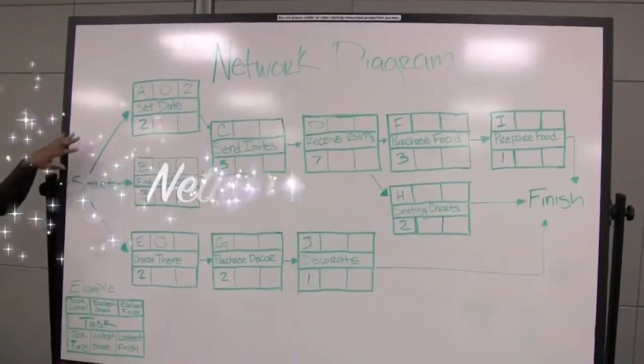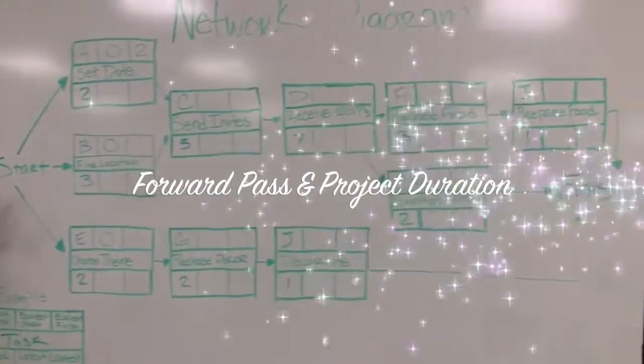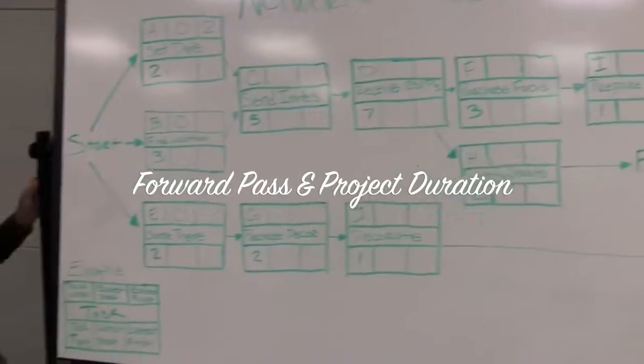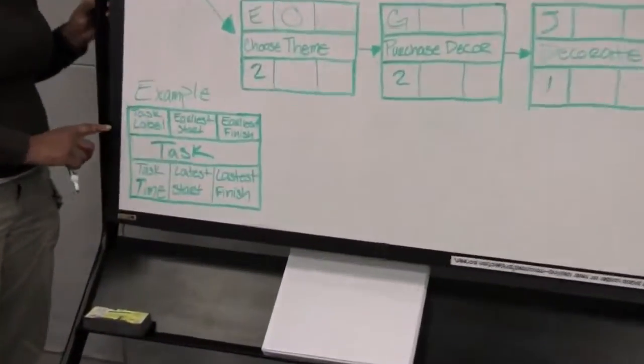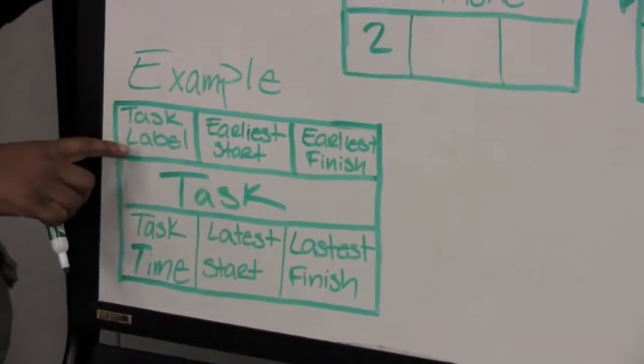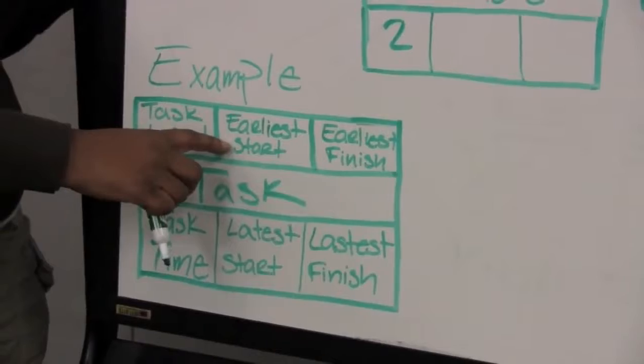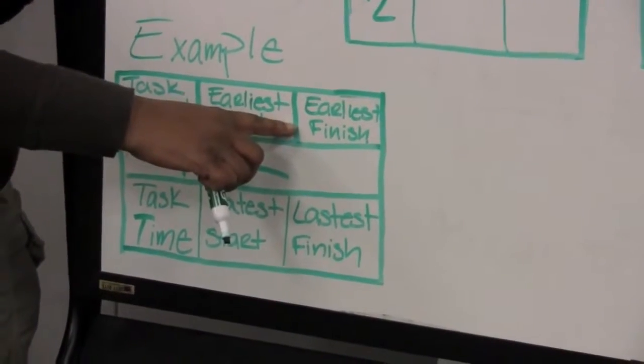What we have is our task laid out into the path and how long it's going to take. So the example of each of the boxes is the task that we're doing, the task label, the earliest time that it would start, and the earliest time that it would finish.